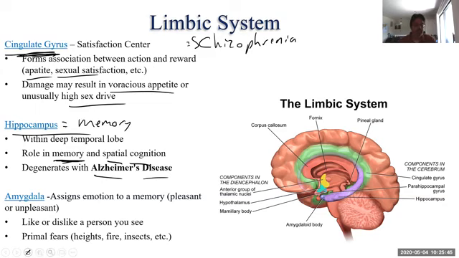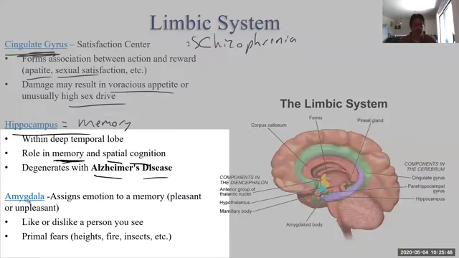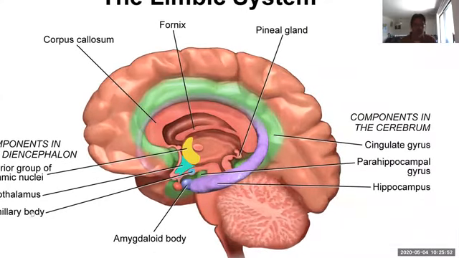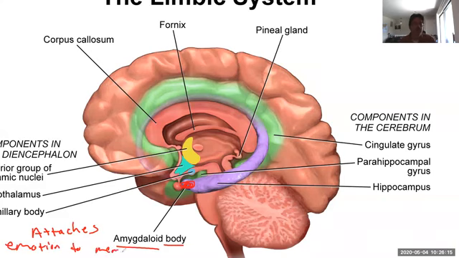Now, I like to point out at the end of the hippocampus, we have this other area called the amygdala. The amygdala, which is actually referring to an almond-shaped body, is this area right here at the edge of the hippocampus. And what it does is it attaches emotion to a memory.